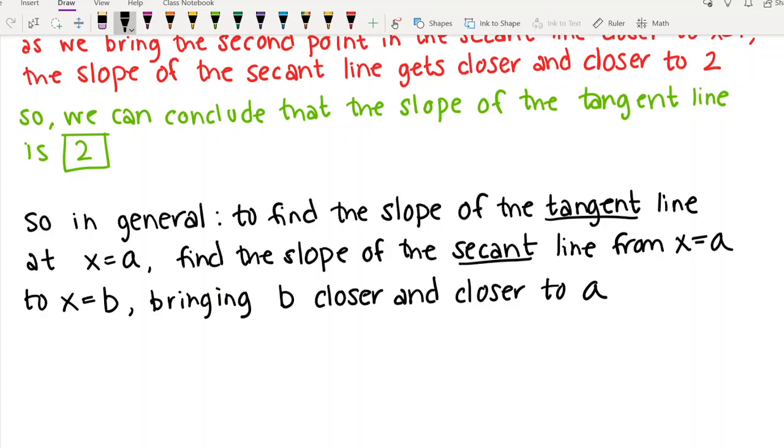So like I said, there will be a worksheet for today where you're going to practice this same idea. You're going to be working with a slightly different function, but doing the same idea of taking the secant line between two different points and bringing the second point in closer and closer.